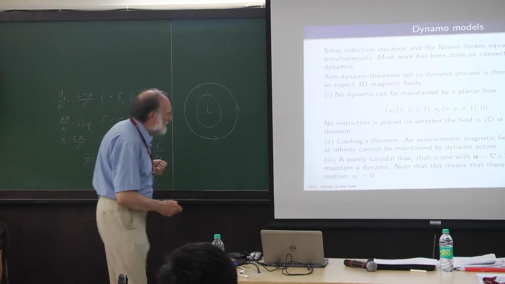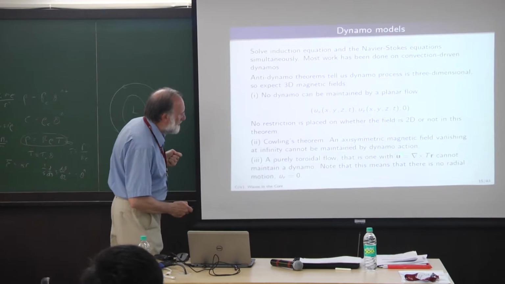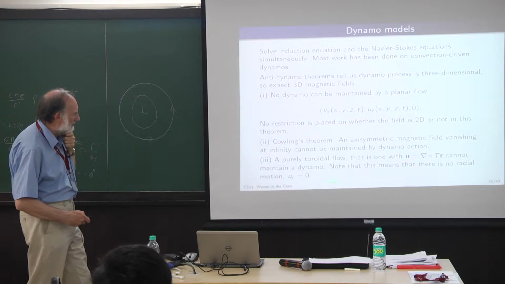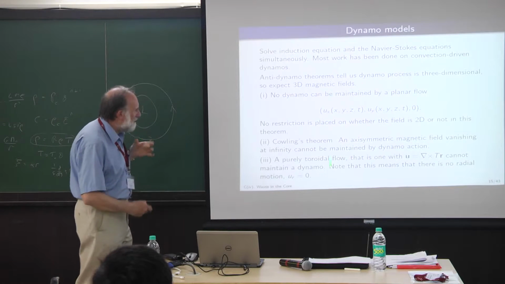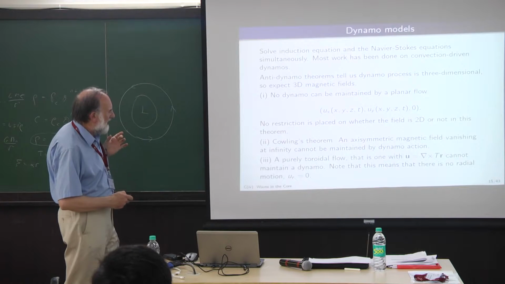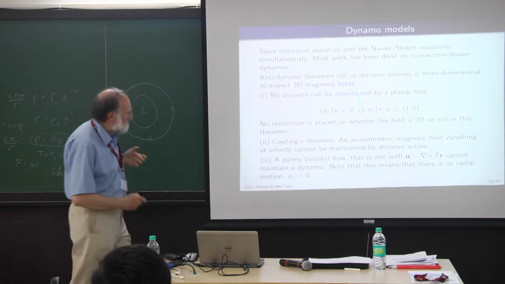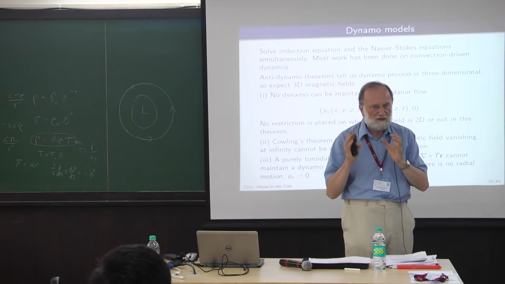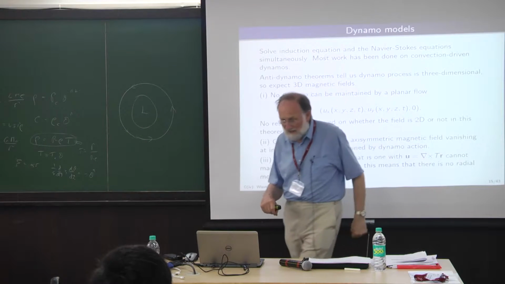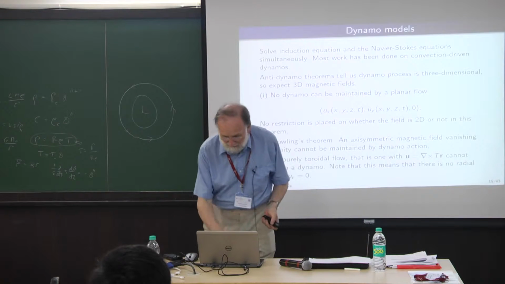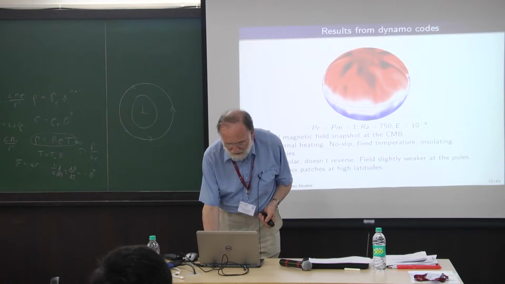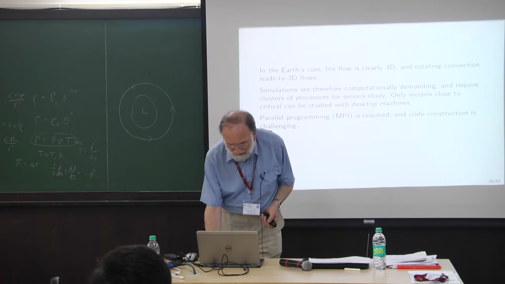And similarly, a purely toroidal flow, that's one with u of that form there, a special type of velocity field, can't maintain a dynamo either. So we know that these simple systems are never going to work. That's basically why, if you're going to do dynamo simulations, you've really got to go to three-dimensional computing. And that's expensive, but it is becoming possible now. So, as I say, in the Earth's core, the field is clearly 3D.